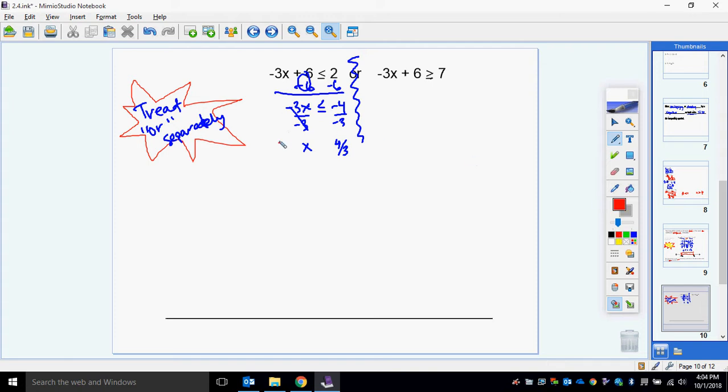Something I want you to notice is we did divide by a negative, so when that happens, we need to flip our inequality symbol so that it's facing the other direction now. Okay, so I've solved for x here, and I need to solve for x on this side. Again, I'm going to subtract 6. Subtracting 6 doesn't flip our inequality symbol, but dividing by a negative 3 will. Turn it the other direction.